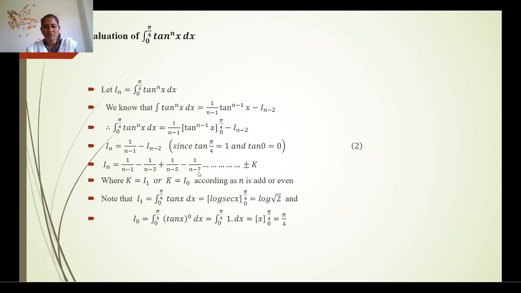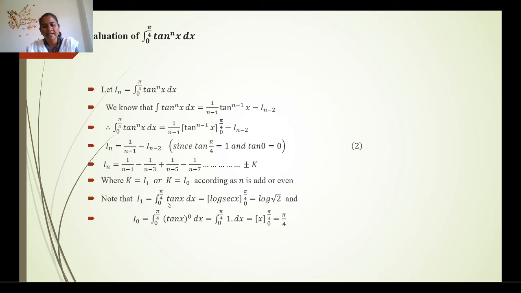Replace n by n minus 2, n minus 2 plus or minus k. Where what is k here? K is equal to I1 or I0 according to whether n is even or odd. Then we find out the value of I1 and I0.